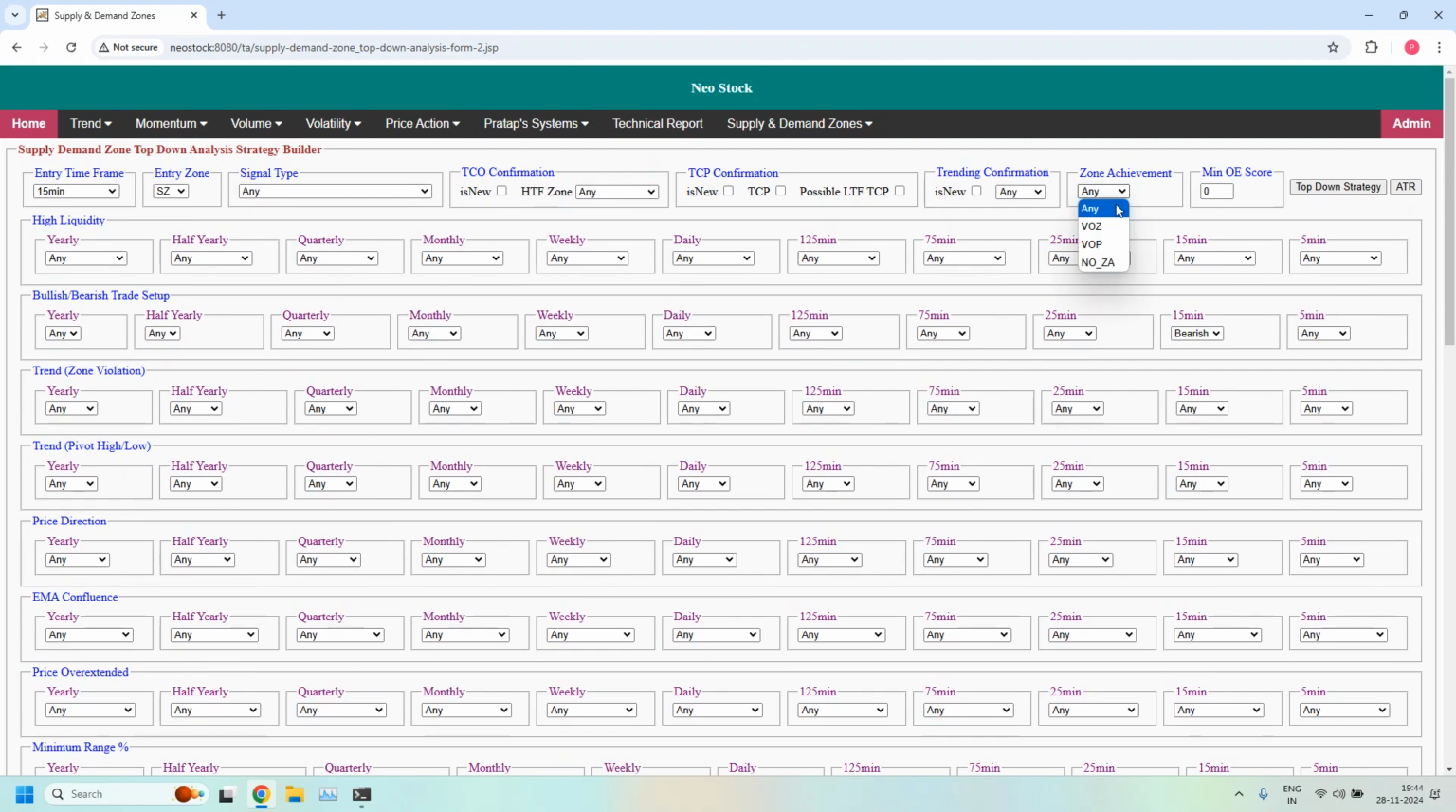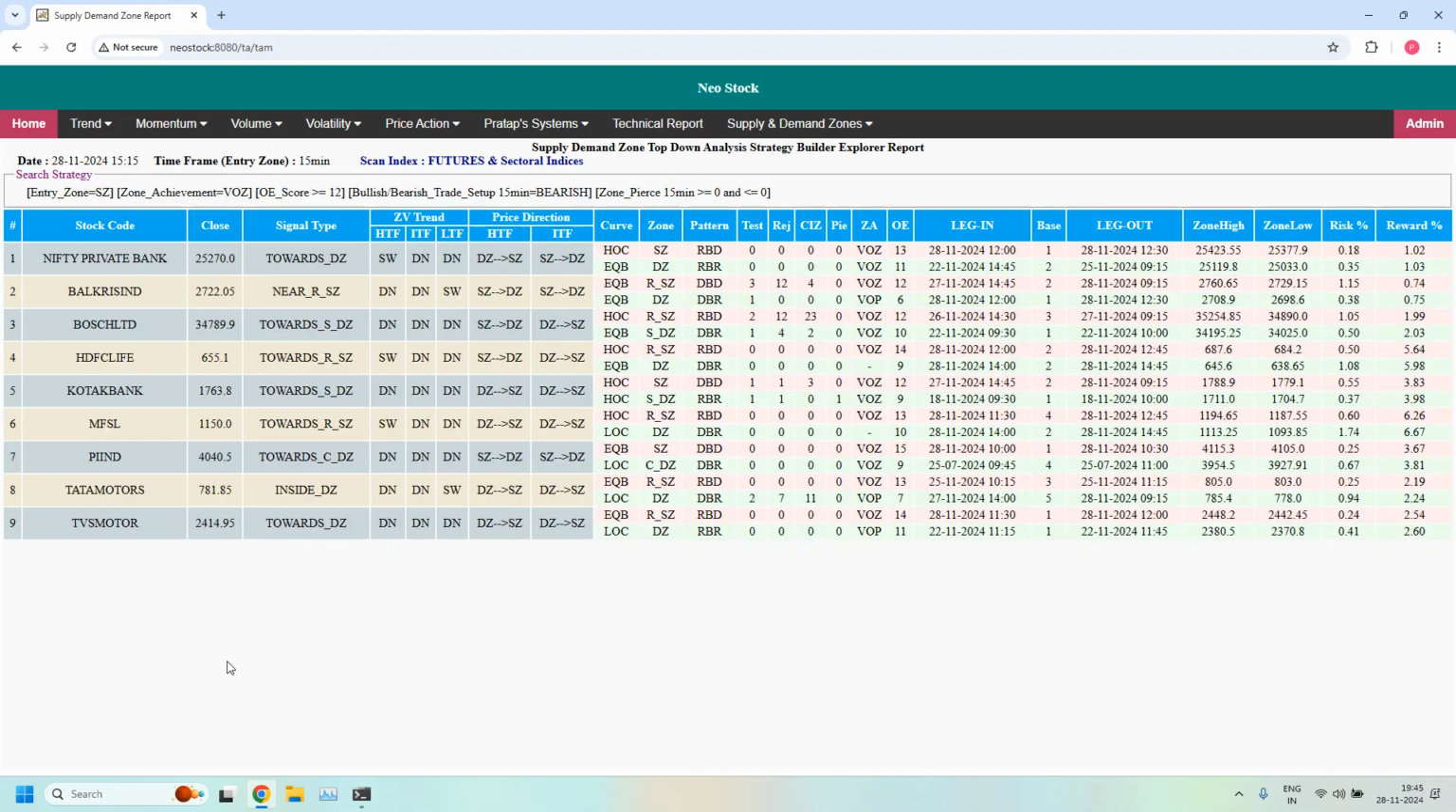Zone achievement violated opposing zone. Minimum order enhancer score 12. All 3 filters are applied to 15 minute supply zone. So let's filter. We got 9 stocks. All these 9 stocks are currently supporting bearish trade setup for daily income trade. And the entry zones are 15 minute supply zones.